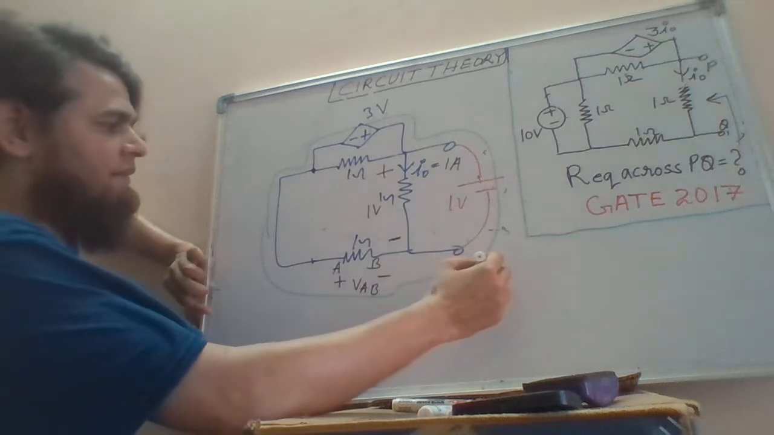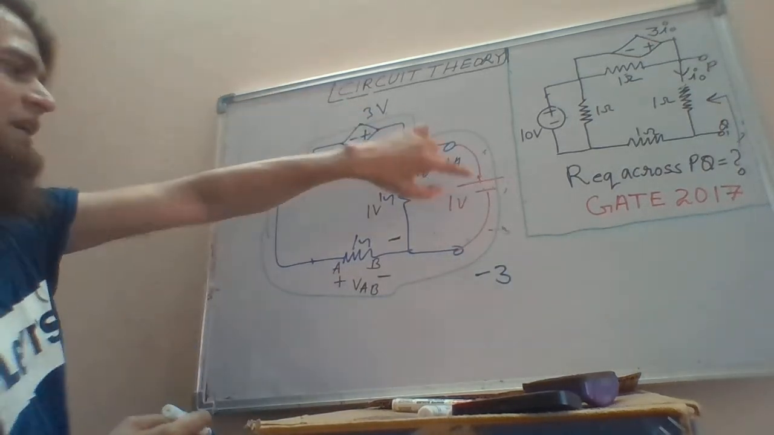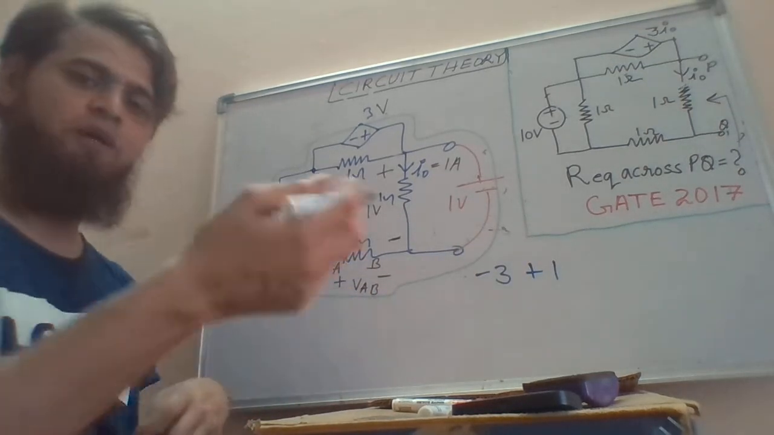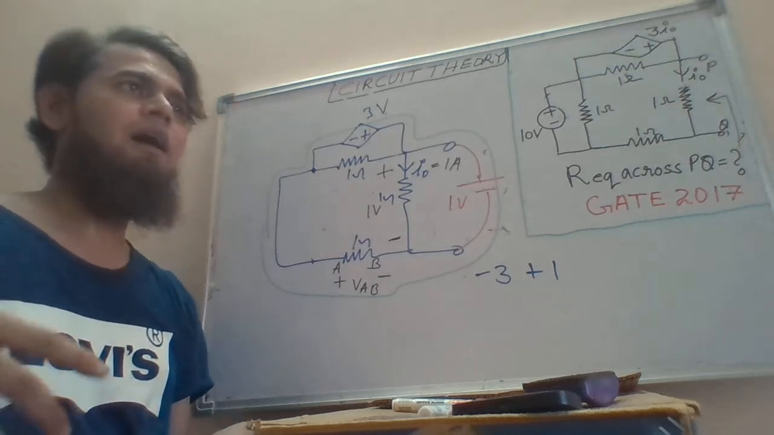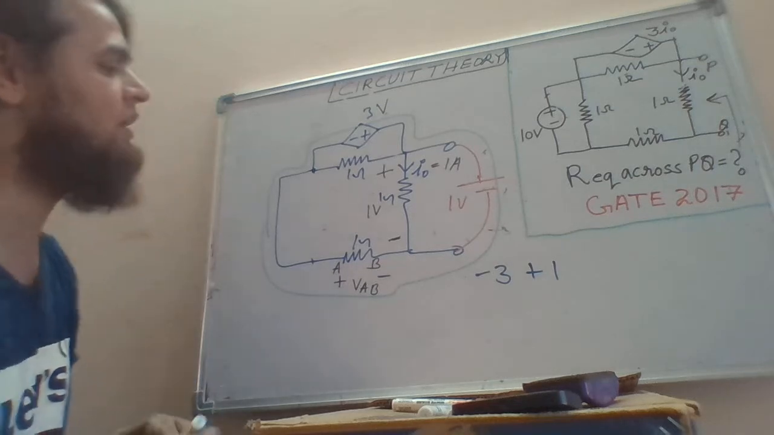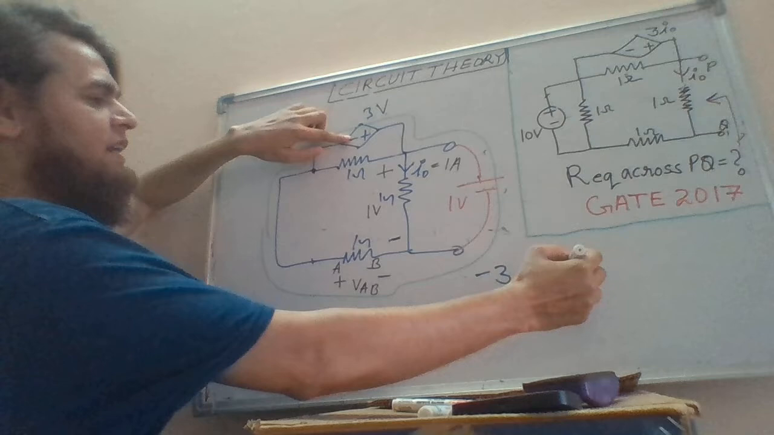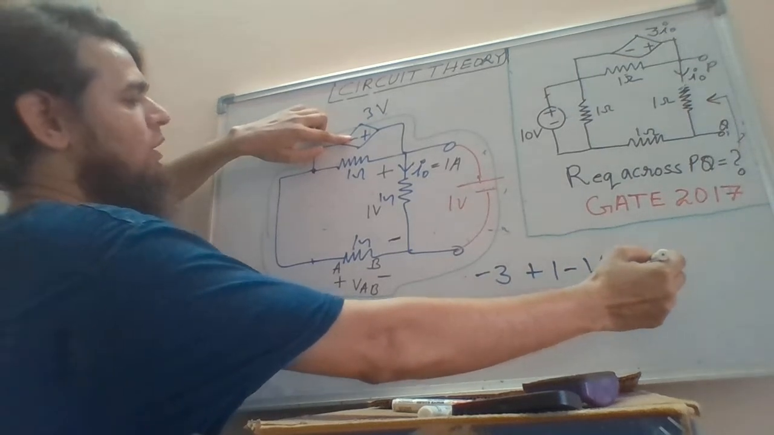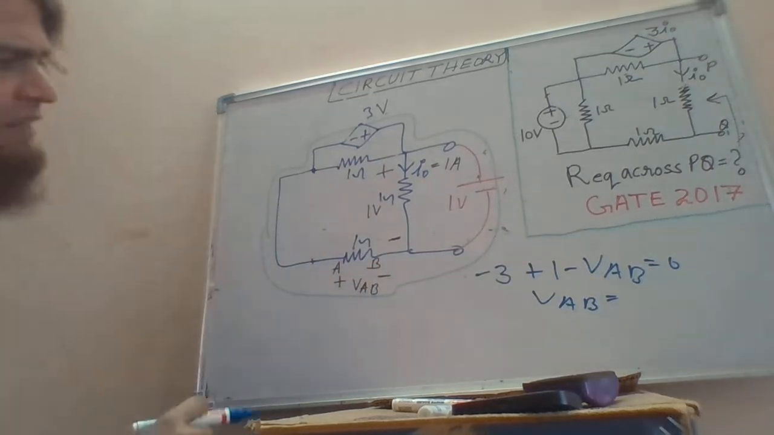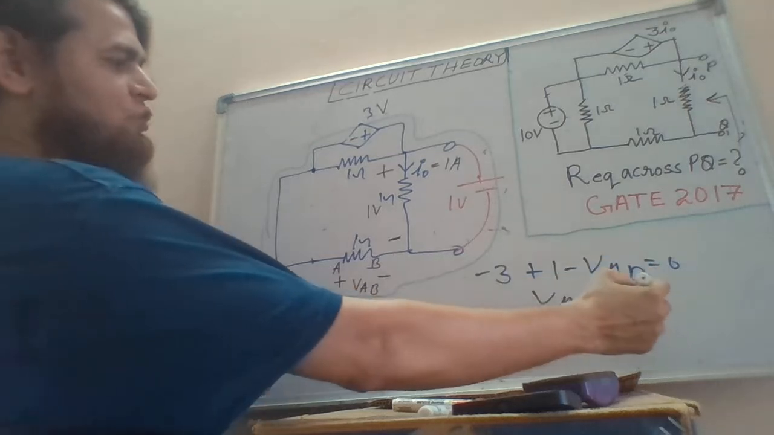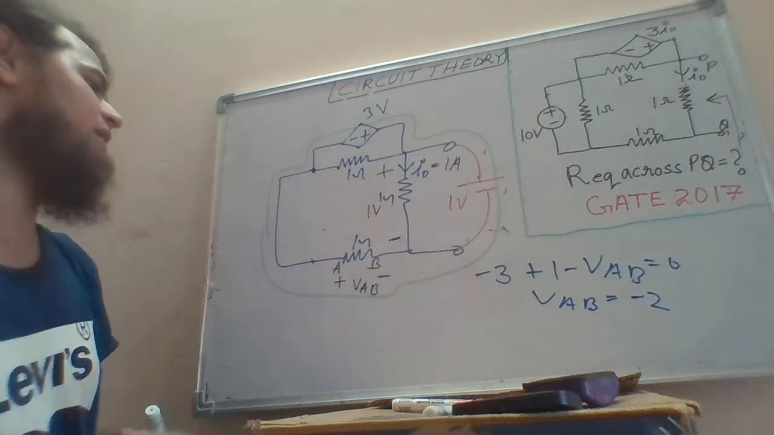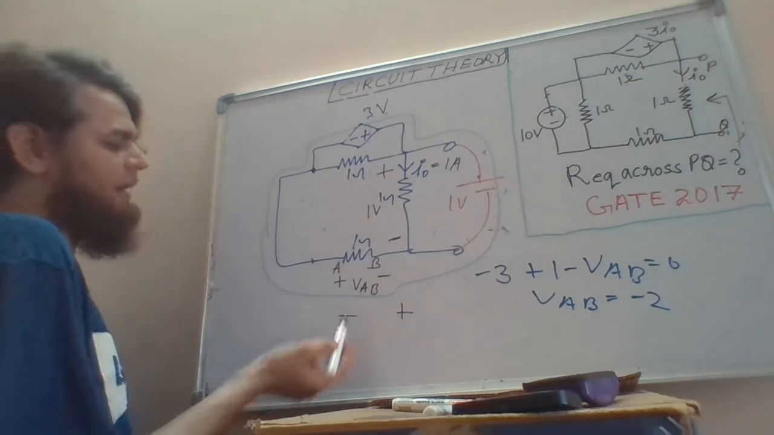Well, it should be minus 3 plus 1 minus VAB equal to 0. That is, in a loop, the drop in potential has to be equal to the rise in potential. So minus 3 plus 1 minus VAB equals 0. Well, you shall get VAB as minus 3 plus 1, that is minus 2. So this VAB is minus 2. That is, you shall get a VAB of this polarity, and its value should be 2 volt.